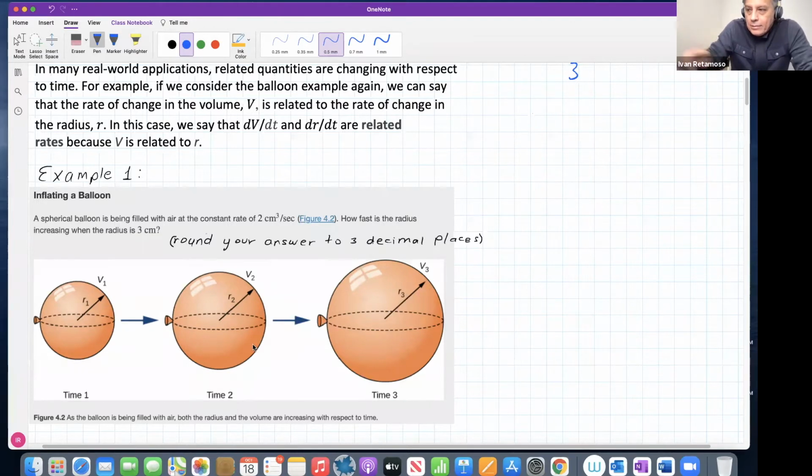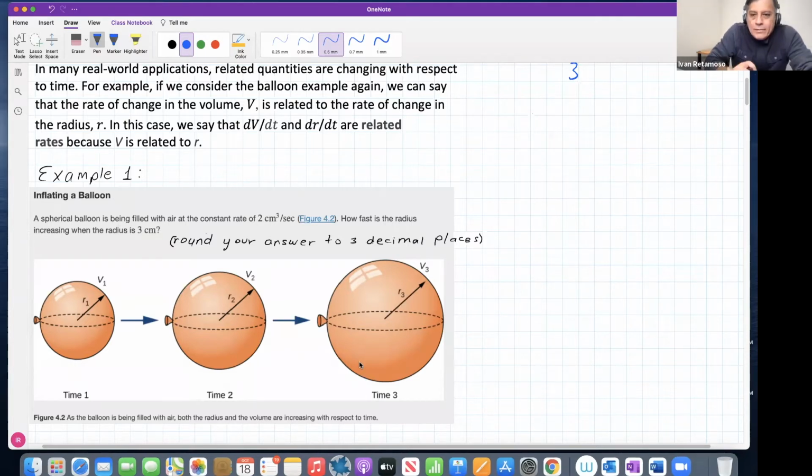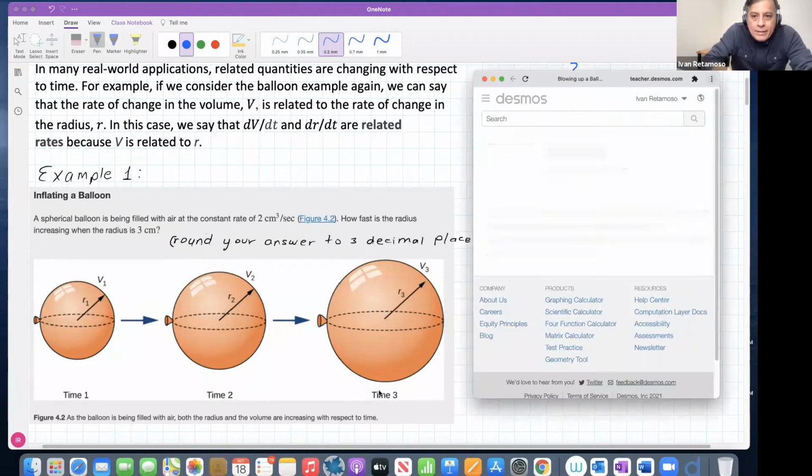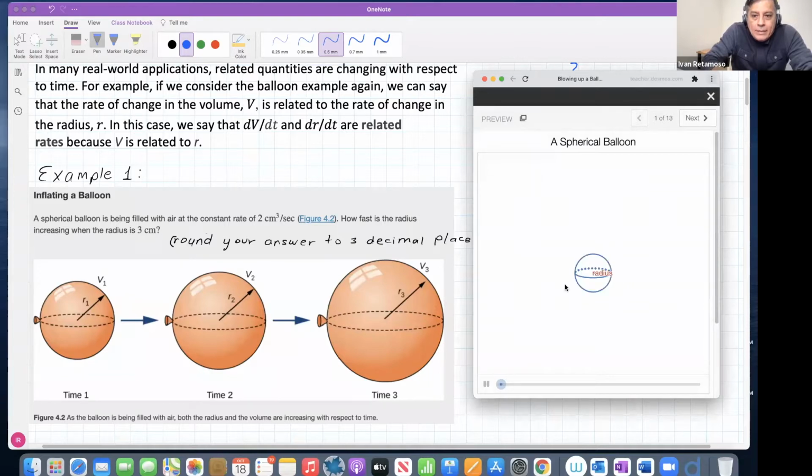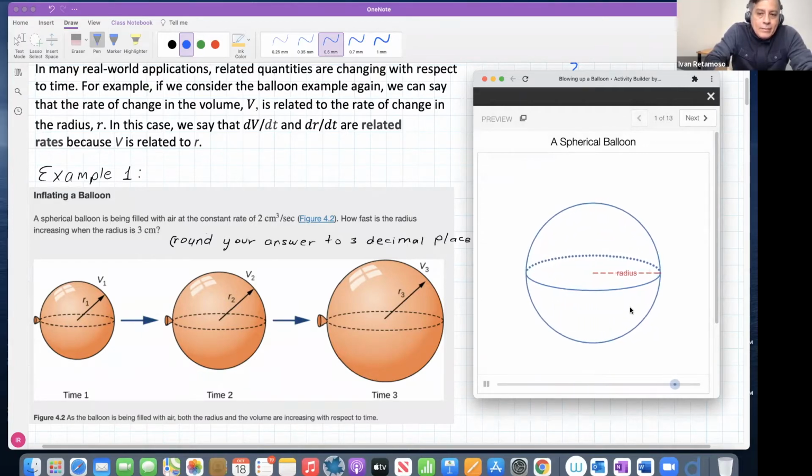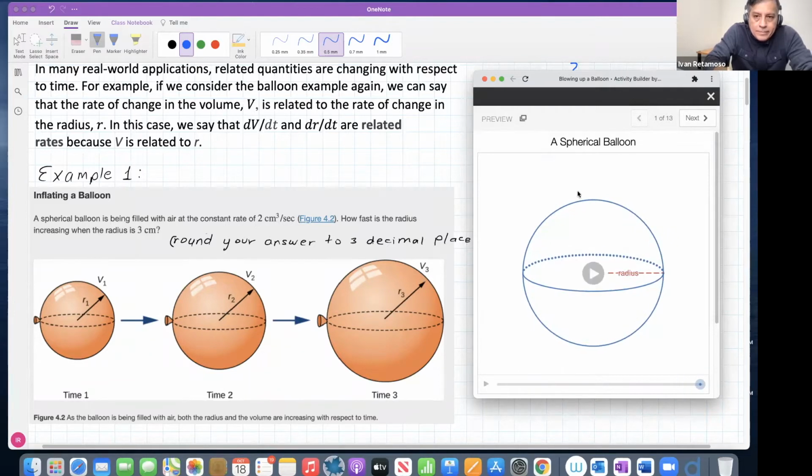Round your answer to 2 decimal places. Here they are showing you a sequence of figures that illustrate this motion. I show you in the video; the video is probably better. A balloon is being inflated, and over time the volume is increasing, as you can see: time 1, time 2, time 3. But at the same time, the radius is increasing, because the volume is related to the radius.